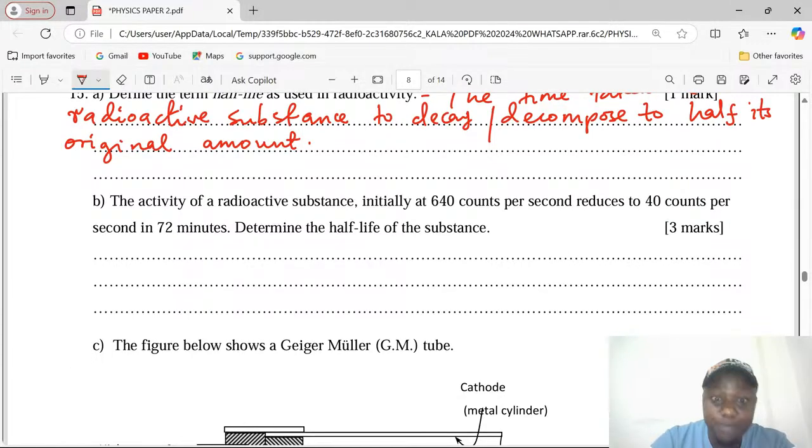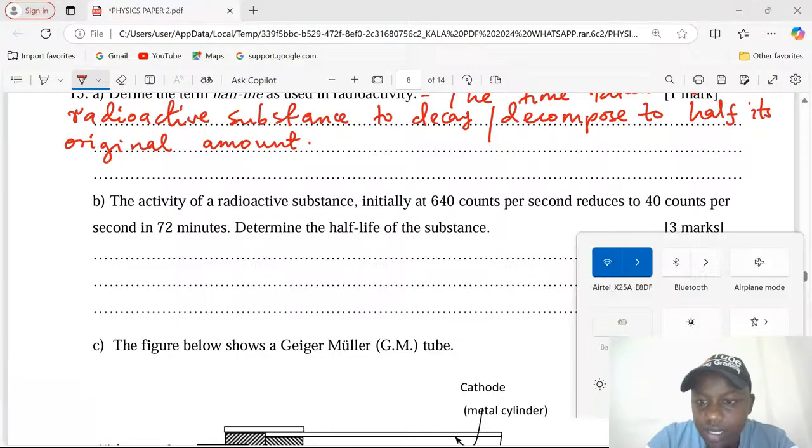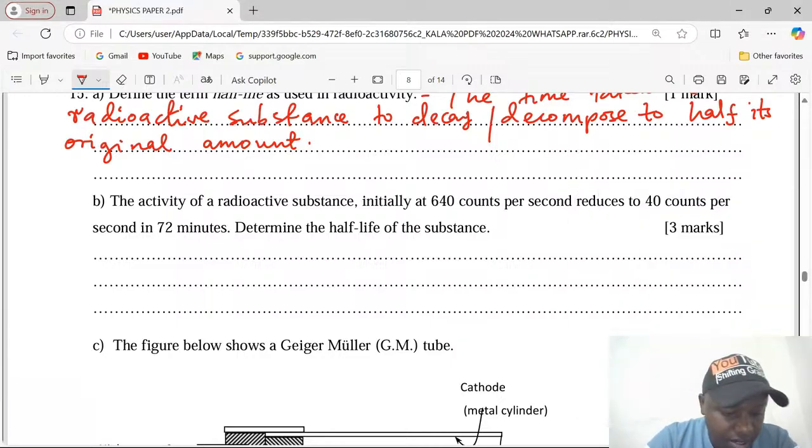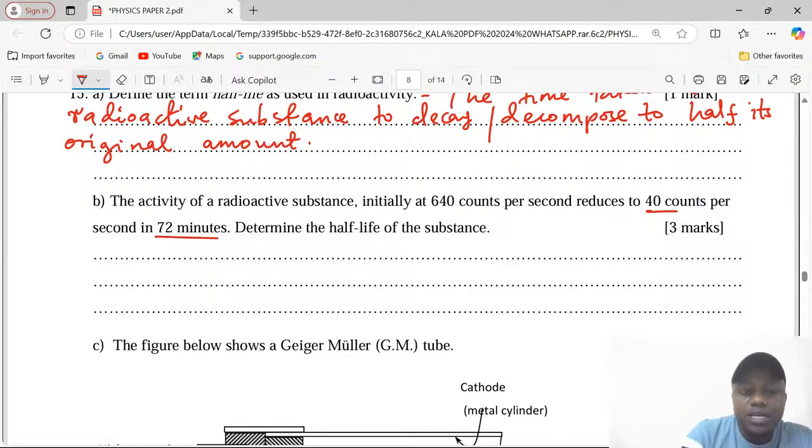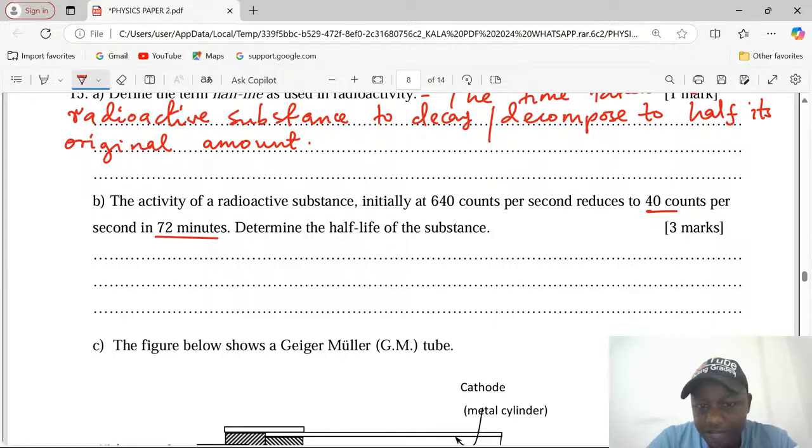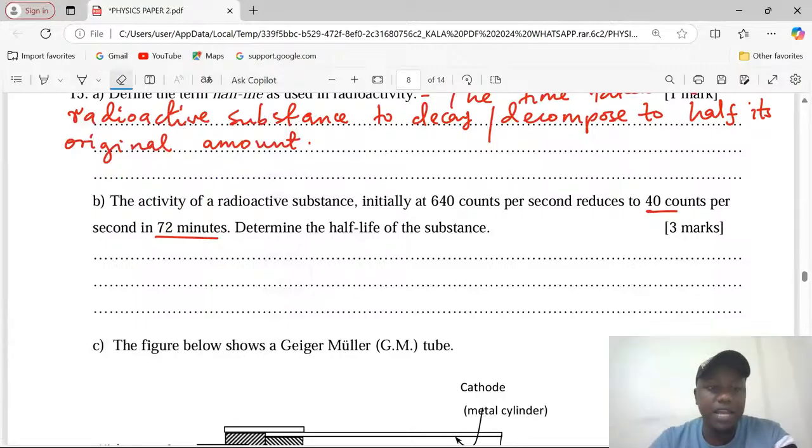At part B of this, the activity of a radioactive substance initially at 640 counts per second reduces to 40 counts per second in 72 minutes. Determine the half-life of the substance.